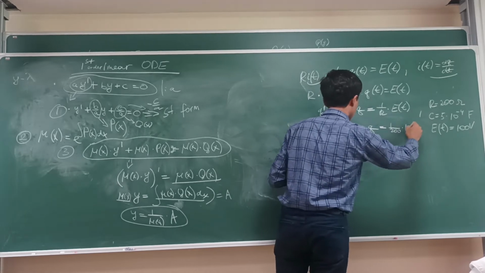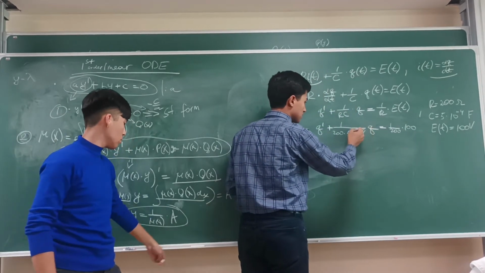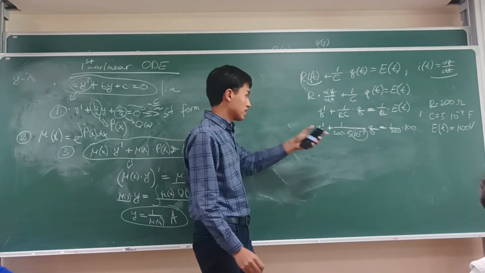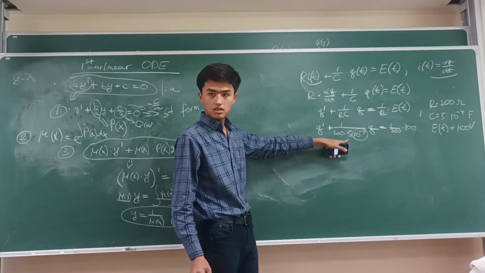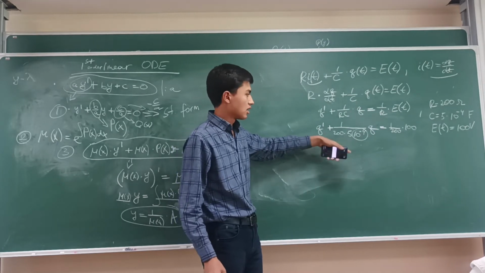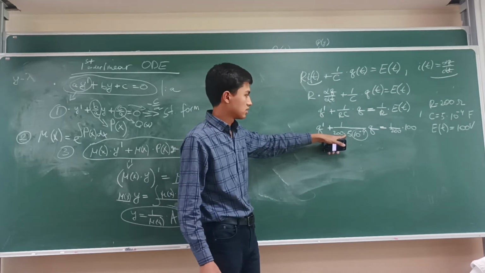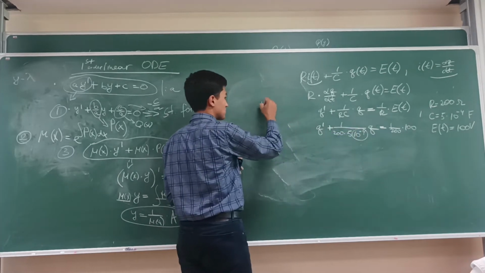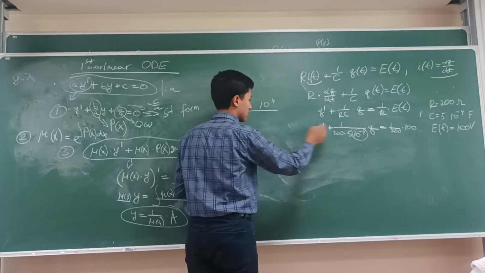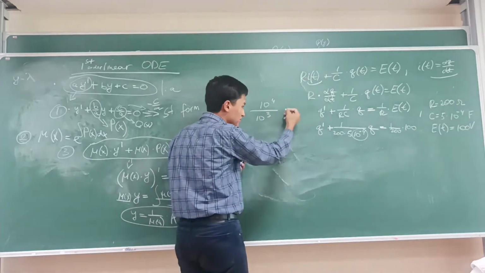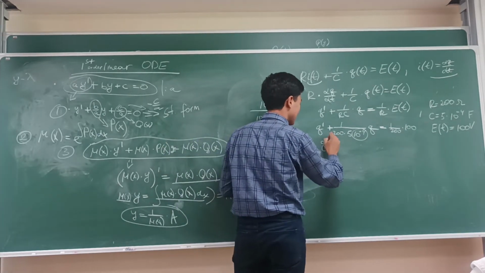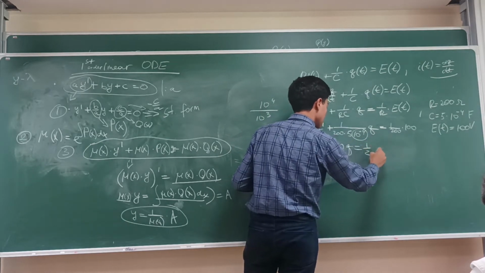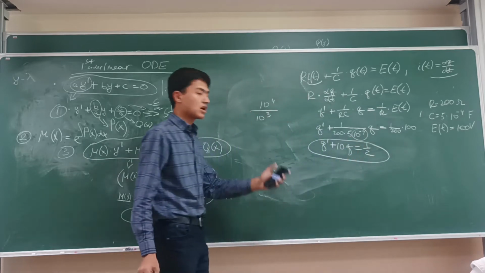So let's do it. Q prime plus, for RC, I write 1 over 200 multiplied by 5 multiplied by 10 to the minus 4, times Q, and this equals 1 over 200 multiplied by 100. So this 10 to the power minus 4 goes up, and the value is 10 to the power 3 times 10 to the power minus 1, overall 10. So Q prime plus 10 Q equals 1 over 2.